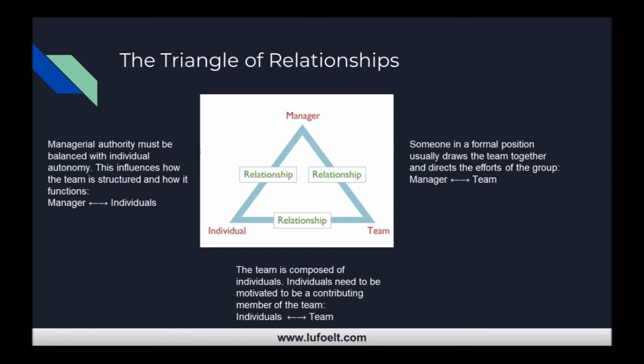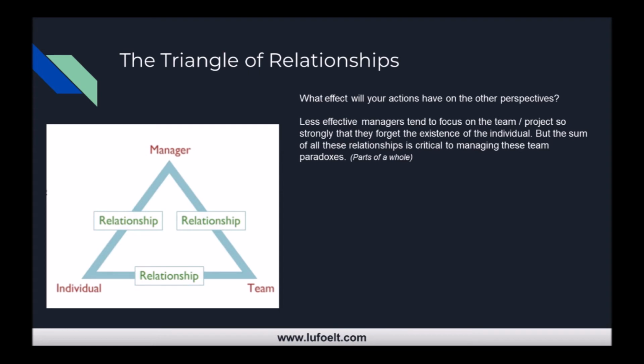But first, let's try to understand a little bit more deeply about relationships. You have to consider, as a manager, what effect your actions will have on these other perspectives, the individual perspective or the team perspective. One thing that's very common is that less effective managers tend to focus very strongly on the team or group interest, or the interest of the project or the deliverable. They end up forgetting about the existence of the individual. They start treating people like cogs in a machine, not as individuals, just as pieces of a machine.